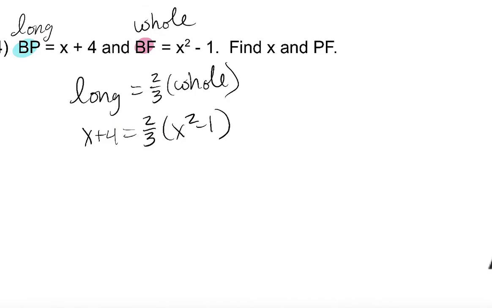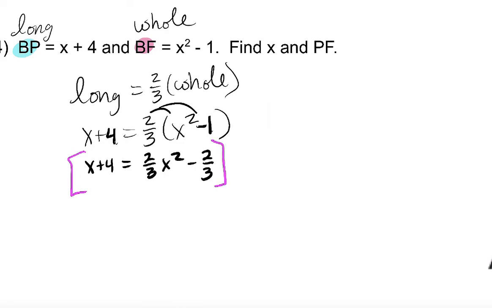I'm going to zoom in, make my pen a little bit darker there. I'm going to distribute the 2/3: 2/3 x squared minus 2/3. Now, dealing with a quadratic is already complicated. Dealing with a quadratic that also has fractions, not very fun. So what you want to do with your equation when you have fractions in it is multiply by the common denominator in order to eliminate all of your fractions. When we multiply everything by 3, we will get 3x plus 12 equals 2x squared minus 2.